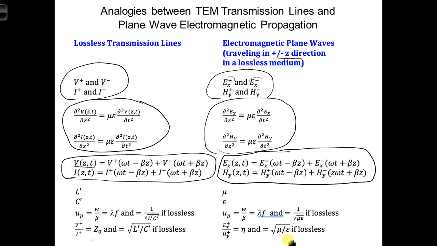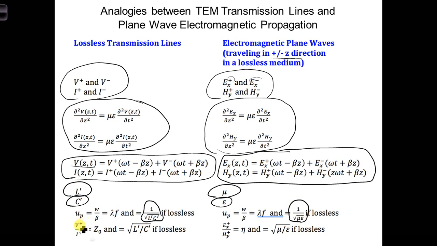All right, let's see what else. We can also compare here. This is the transmission line's inductance, which describes the transmission line's ability to store energy in the magnetic field. And this will describe the material's ability to store energy magnetically. And C, capacitance, we can also relate to permittivity. Because we can make these comparisons with materials, the phase velocity u_p, which was 1 over square root of LC, is here going to be 1 over square root of mu epsilon.